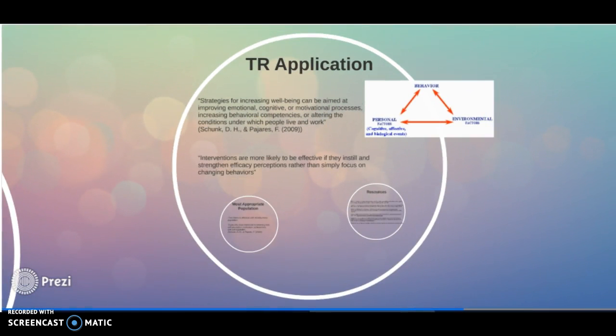So here we have the TR application of this theory, and it says strategies for increasing well-being can be aimed at improving emotional, cognitive, or motivational processes, increasing behavioral competencies, or altering the conditions under which people live and work. It says interventions are more likely to be effective if they instill and strengthen efficacy perceptions rather than simply focus on changing behaviors. So the reason why we have the triangle is that it explains the social learning theory and how if we as therapists start using the behavioral, environmental, and personal factors of our clients, we can help affect the way they see themselves or their self-efficacy.